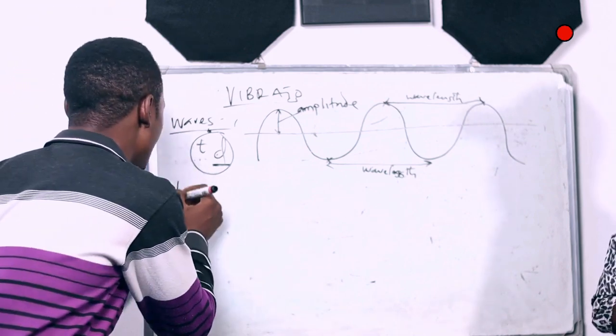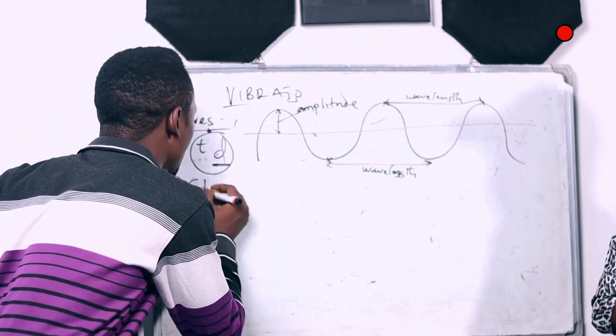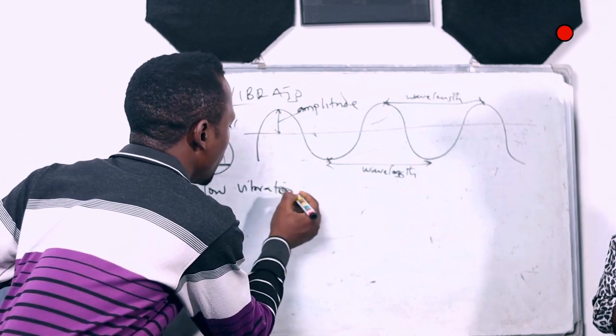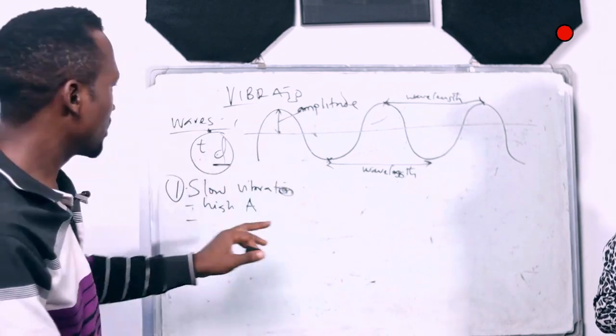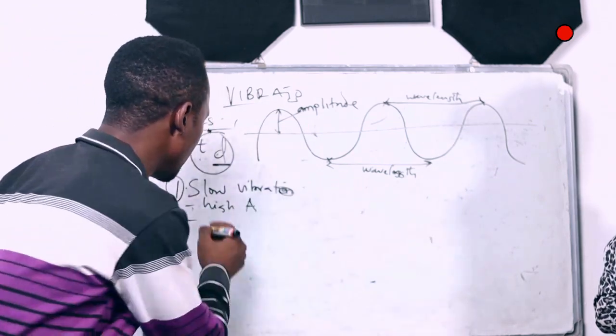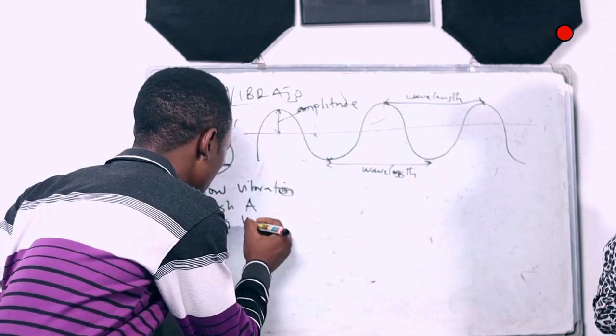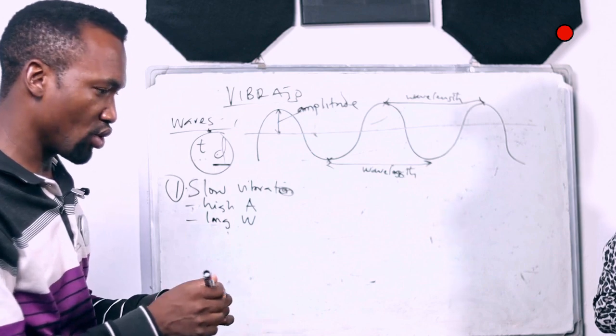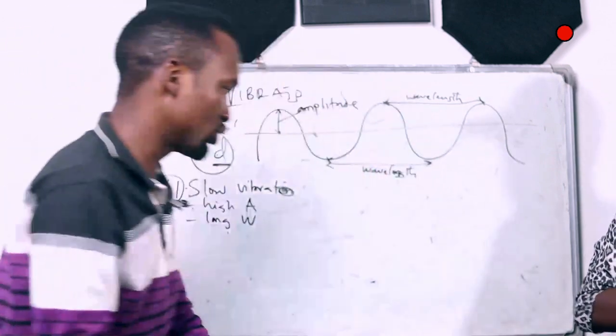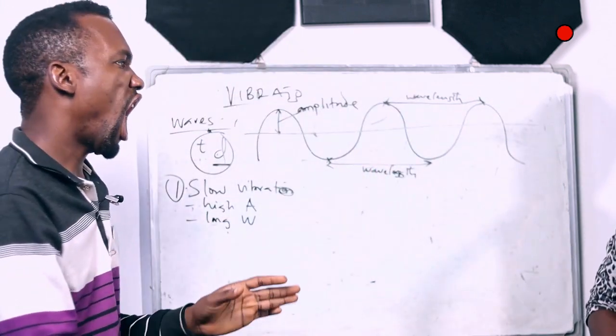Number one type of vibrato, let's start with the slow vibrato. The slow vibrato has a high amplitude and a long wavelength. Usually, this kind of vibrato goes like this. That's how it demonstrates a slow vibrato.